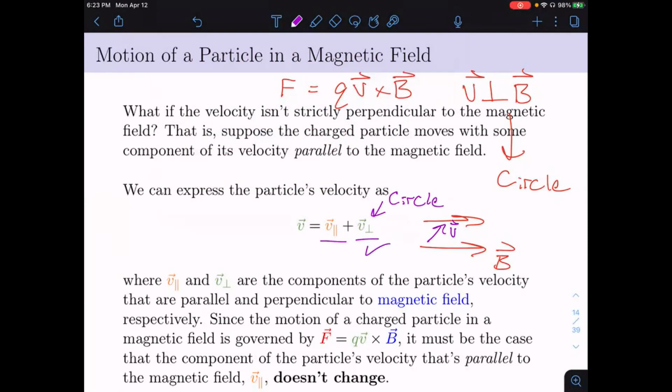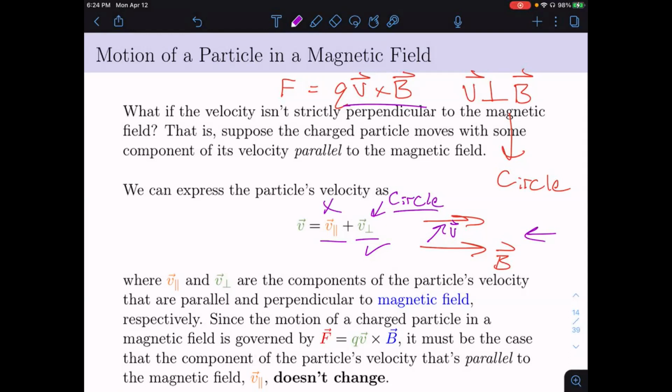The parallel component, however, is unaffected by my magnetic field, because for two vectors that are parallel, their cross product is obviously 0. So in terms of the formula up here, if I have a component of V that is parallel to the B field, that will not affect my magnetic force at all. As a result, it's just going to stay constant. So in this example that I just drew, I would get a helix out of this, because I've got a circle from the perpendicular component, and I've got nothing here, so that is unchanged.